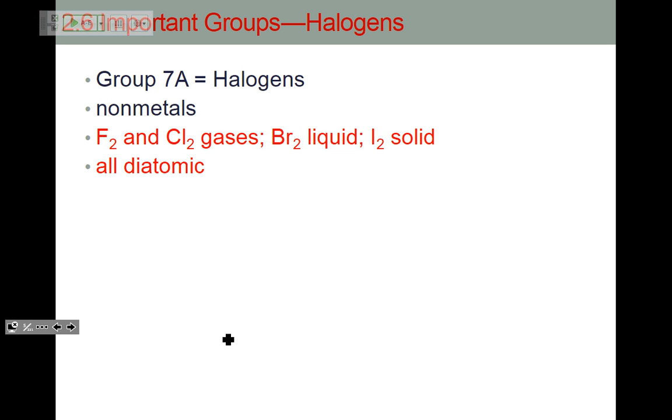They also exist as diatomic molecules like hydrogen does. Since hydrogen exists as H2, they exist as F2, chlorine 2, bromine 2, and iodine 2. But again, it depends. They can be solids, liquids, or gases. Fluorine and chlorine in their elemental form are usually gases, so you'll hear fluorine gas, and that's understood to be F2. Chlorine is Cl2. Bromine in its elemental form is a liquid, and iodine in its elemental form is a solid.